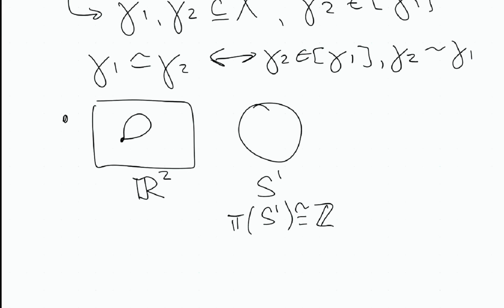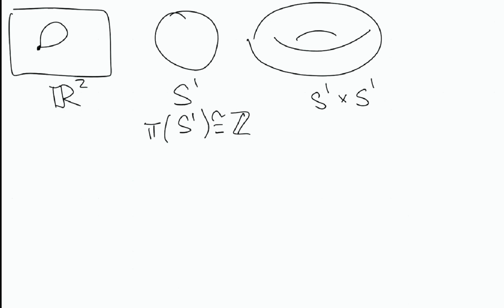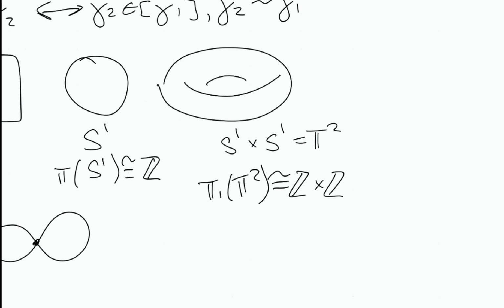Okay, what about this one? S1 cross S1, which is a torus, also denoted by T2. The fundamental group of the torus is integers cross integers, because you have this inner loop here, which is possible for one integer, and you have the outside loop here. So this inner loop is responsible for direction A, let's say, and this one is responsible for direction B.